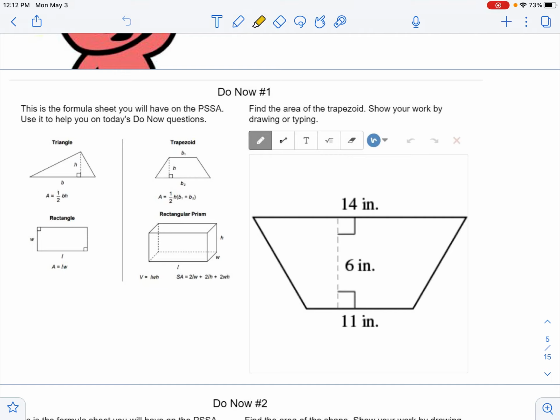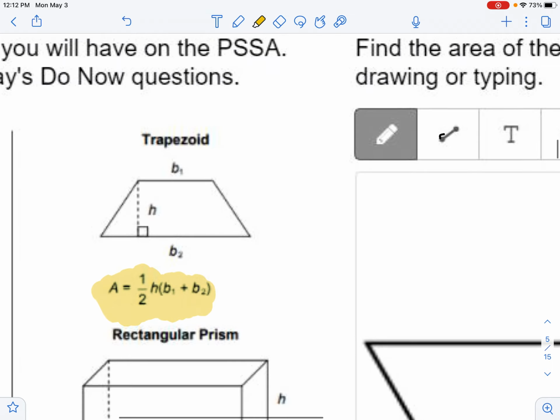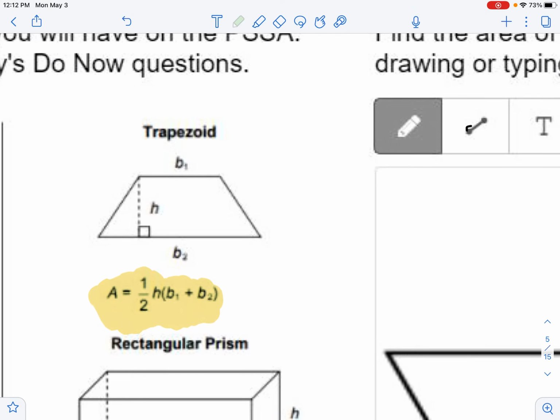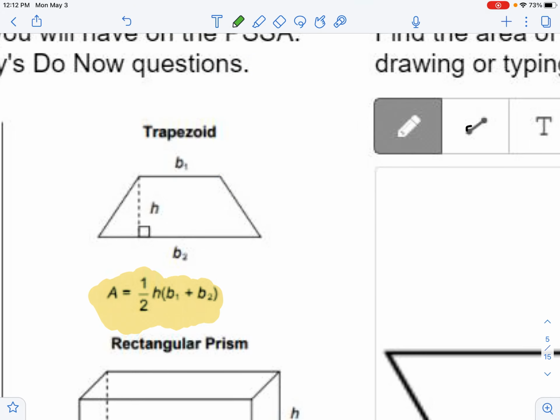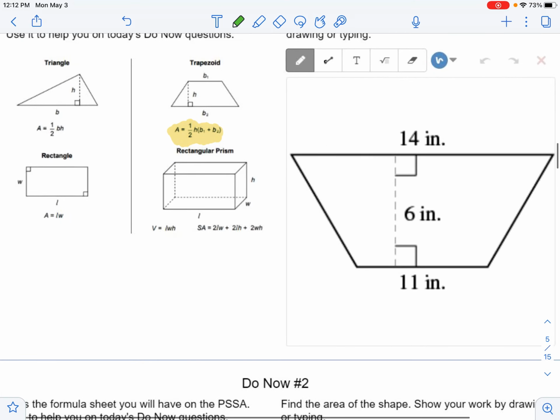So on the PSSA, you will see that you have formulas for how to find the area of a trapezoid or a bunch of other shapes. And if you scroll in, you can see that the formula for the area of a trapezoid, this tiny little a right here means area, is 1/2 h. When the number and letter are hugging, it means times. So 1/2 times h times the two bases added together. So let's write that out a little bit bigger so we can see it more clearly.